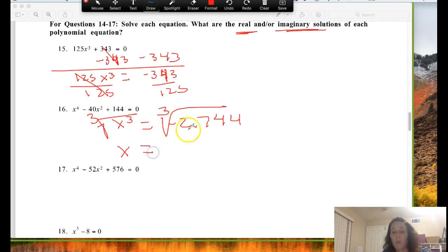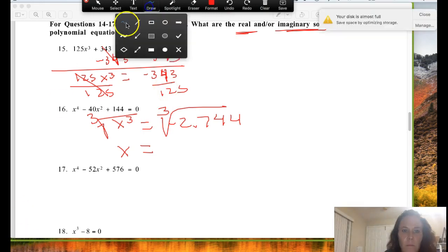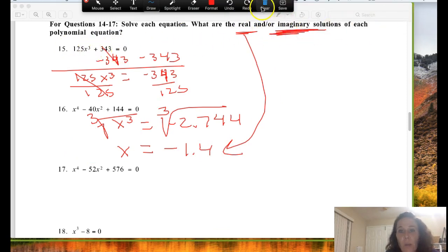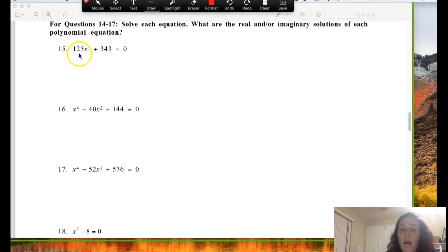X equals, you can cube root a negative number. You can't square root, but you can cube root a negative number. Now if I do this on my calculator and I cube root, I'm going to get negative 1.4. Okay, now here's the problem. You might say, well, why isn't that the solution? It is the real solution. This is the real solution to this equation, but I want my imaginary solutions too. So we have to actually solve a problem like this with cubes.